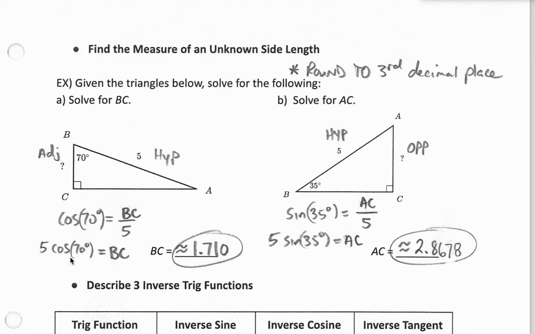Use your calculator. Make sure that you are in degree mode. If you need to, go into your mode and make sure that degree is highlighted or selected. And then you can type it all out. 5 times cosine of 70, and it should give you this decimal approximation, about 1.7.